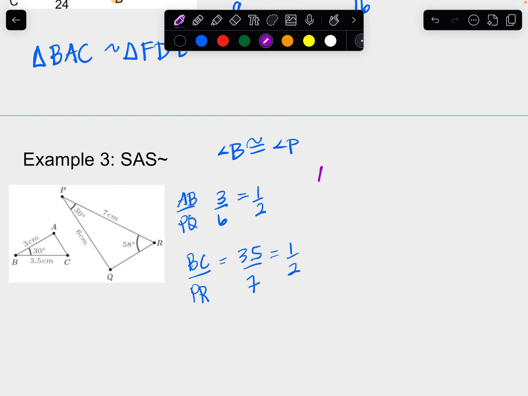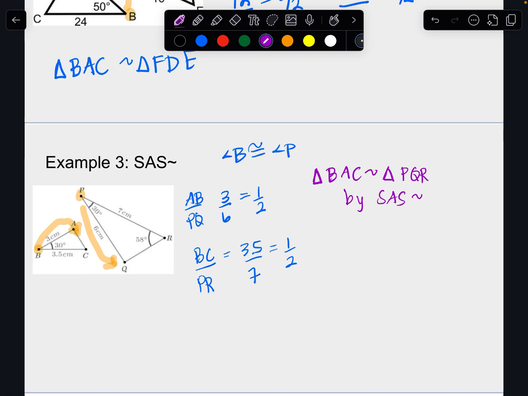That's enough to say, yes, triangle, the way I write it matters. I'm going to start with the angle that's congruent and go toward the small side. Same thing here. Start with the angle I know is congruent and go toward the small side. So triangle BAC, similar to triangle PQR by SAS, side angle side similarity theorem.